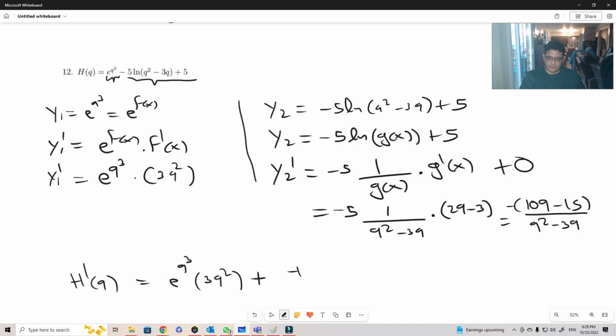This will be minus 10q plus 15 over q squared minus 3q. And that is one of the most complicated cases here, where we have multiple chain rules and we're combining with the law of the sum, which is the derivative of a sum is the sum of the derivatives.